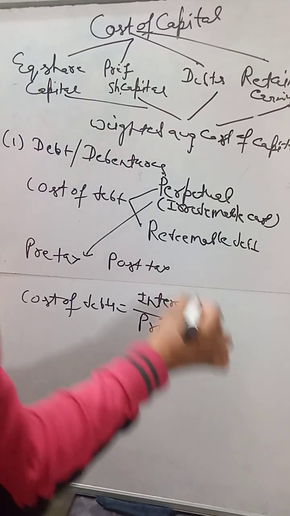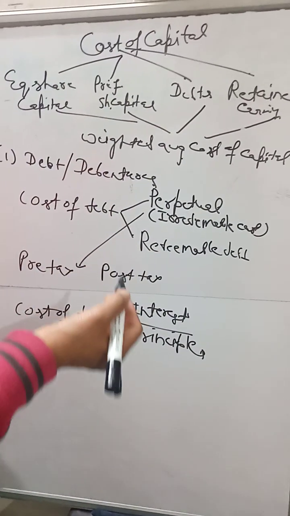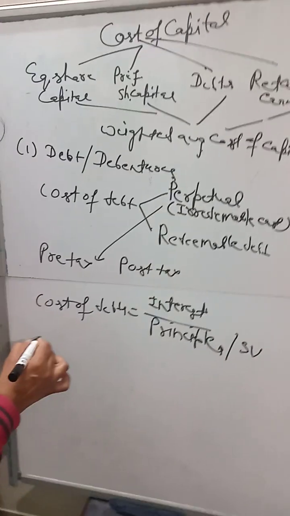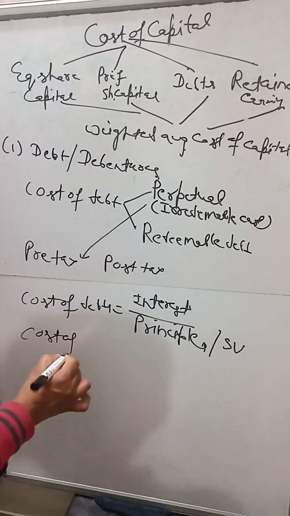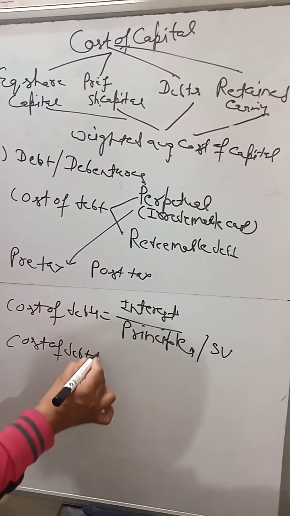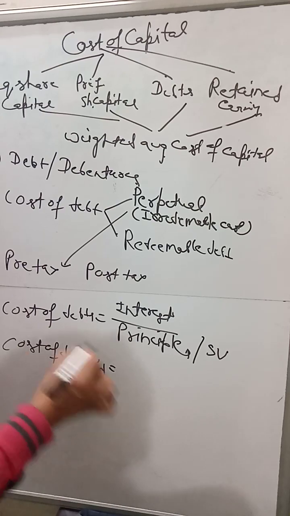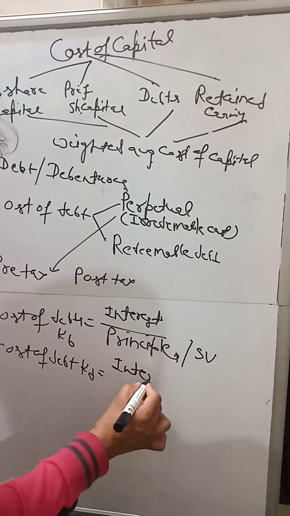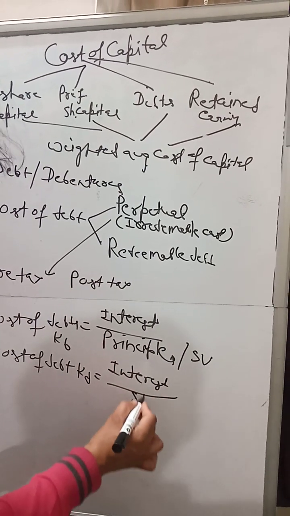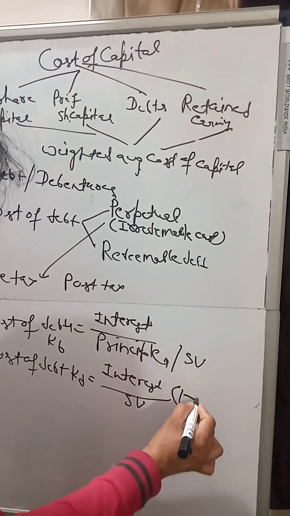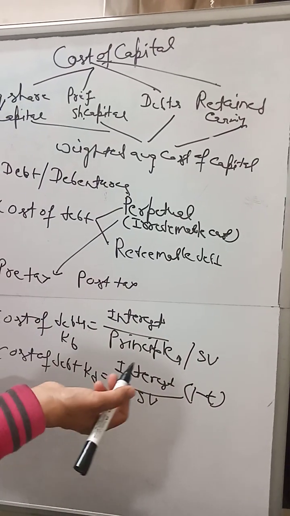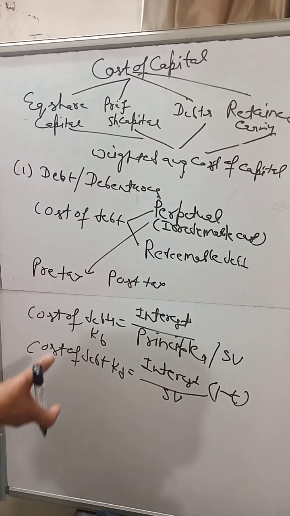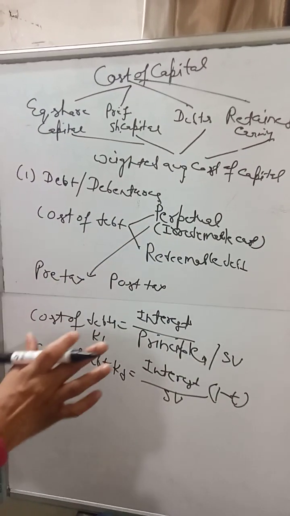Okay, interest on principal, or you can also use the SV, sales value. And when we talk about the cost of debt after tax, we can refer to that as KD, and we can say this is interest upon SV into 1 minus T. T stands for the tax. So these are the two methods which we can use for calculating the cost of debt in a perpetual method.